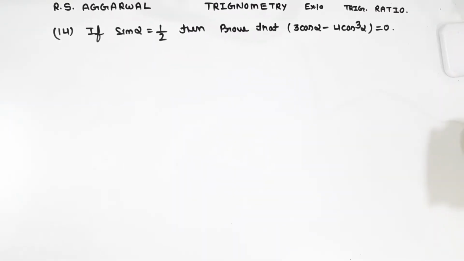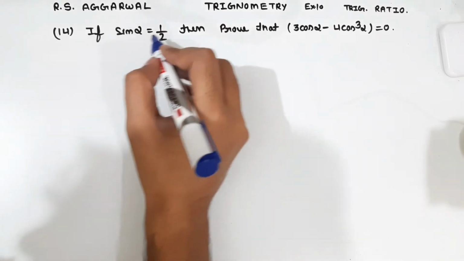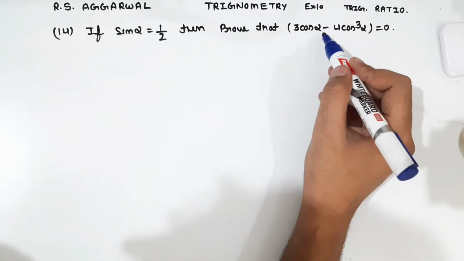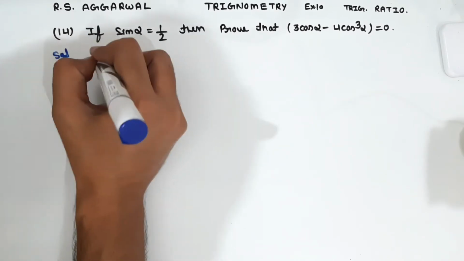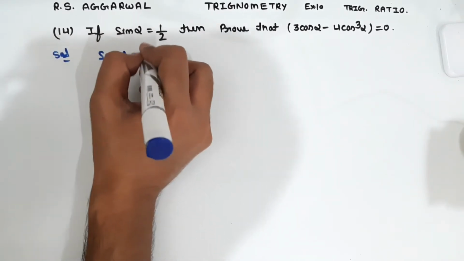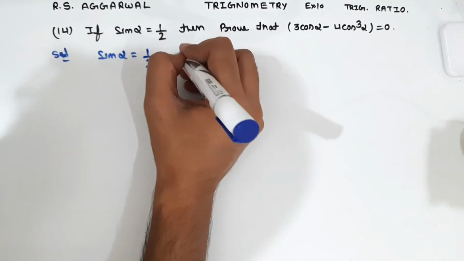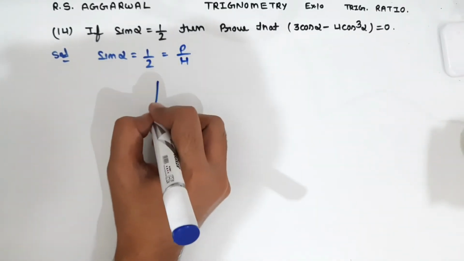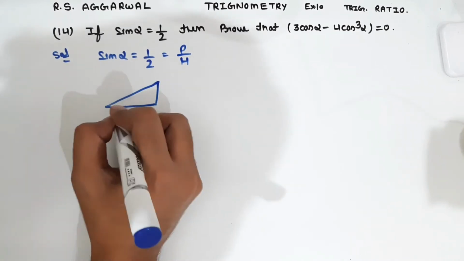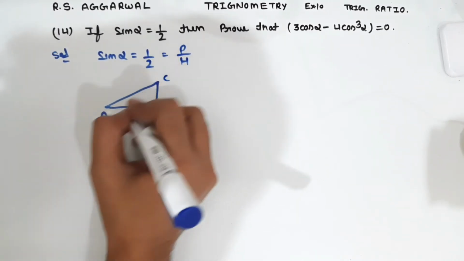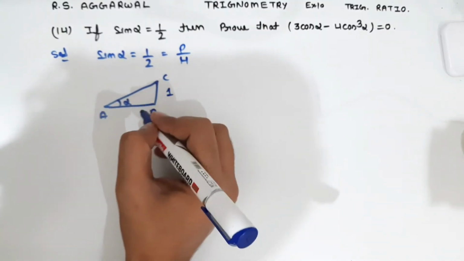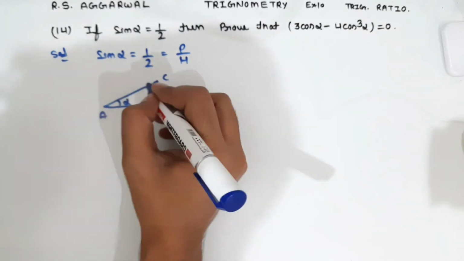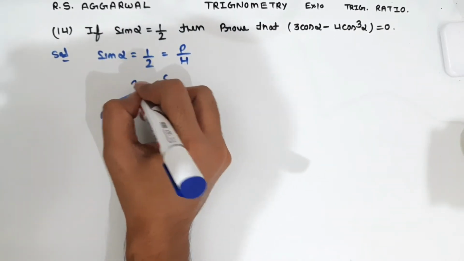R.S. Agarwal, chapter Trigonometry, exercise 10, trigonometric ratio. In question number 14, if sin alpha is 1 upon 2, then prove that 3 cos alpha minus 4 cos cube alpha will be equals to 0. So in this problem, we have given sin alpha is 1 upon 2, that is given by perpendicular upon hypotenuse. So draw a right angle triangle ABC and consider angle A as alpha. So BC will be perpendicular, that is 1, and AC will be hypotenuse, that is 2.